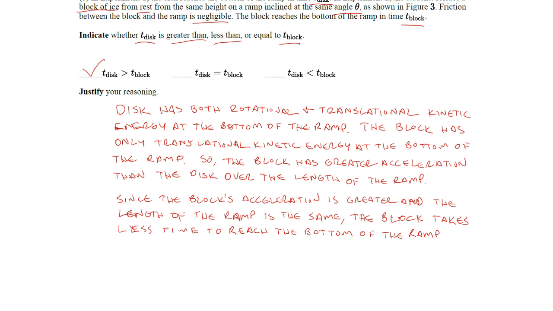Okay, since the block's acceleration is greater and the length of the ramp is the same, the block takes less time to reach the bottom of the ramp. So since the disk has both rotational and translational kinetic energy at the bottom of the ramp, the block has only translational kinetic energy at the bottom of the ramp. The block has a greater acceleration. So the block takes less time to reach the bottom of the ramp.